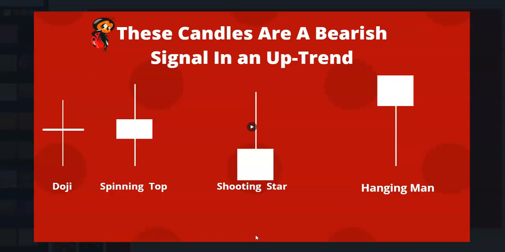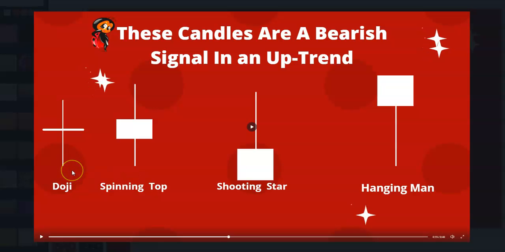The first one is the doji, and the doji represents indecision in the market. Basically, the opening and closing price are the same.